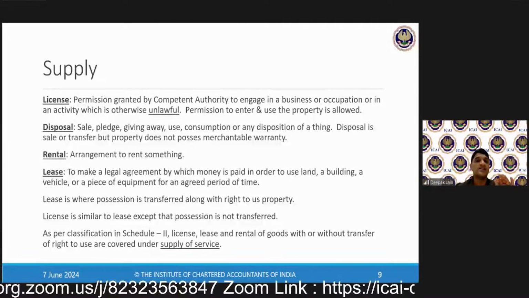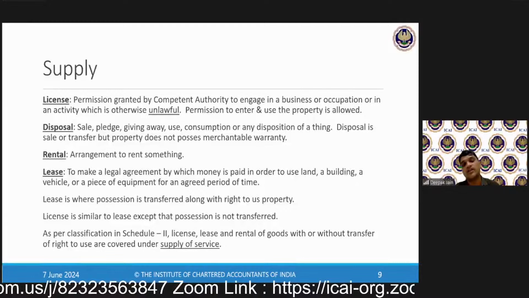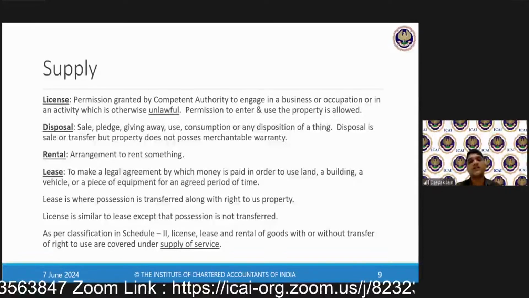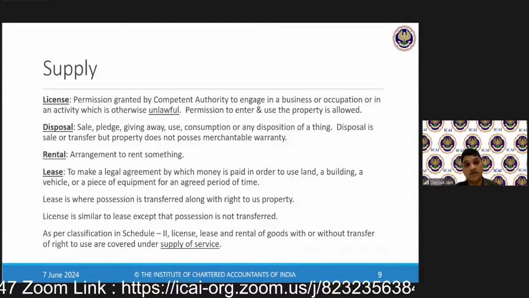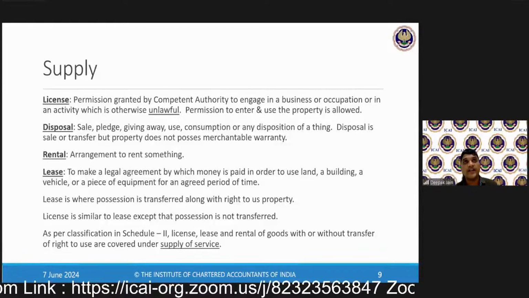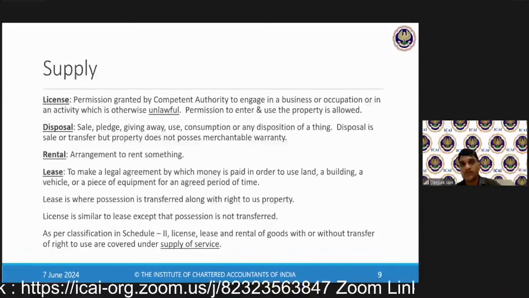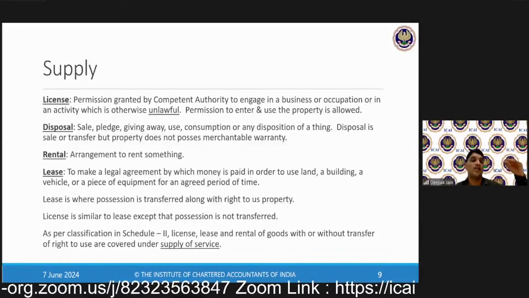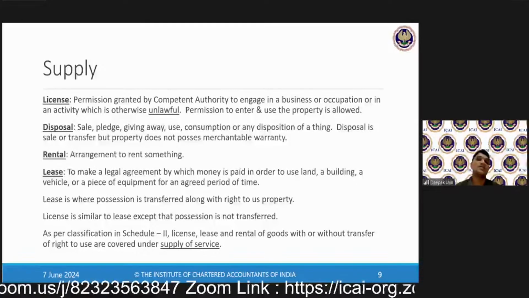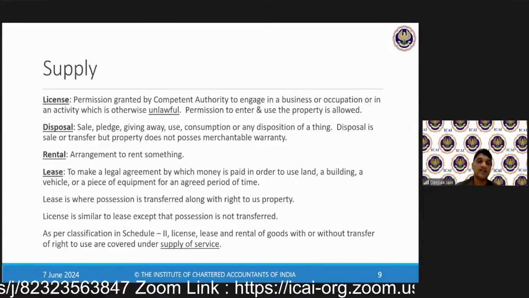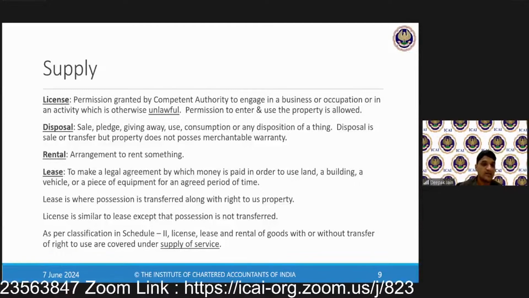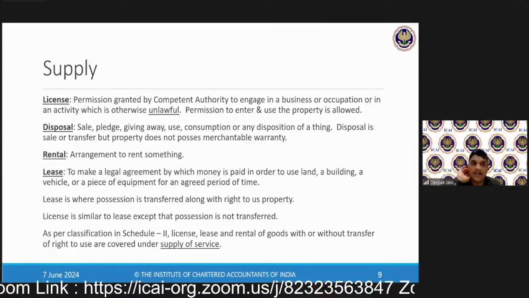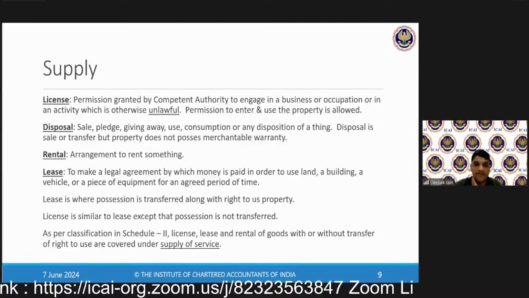Permission. What is a license? A license is a permission granted by a competent authority to engage in a business or occupation or in any activity which is otherwise unlawful. So any kind of right which has been given to you to do something on behalf of the landowner or on behalf of any authority, that is a license. It is otherwise unlawful, but because of this agreement or this sanction, this is a right given to you. This is an example of license.